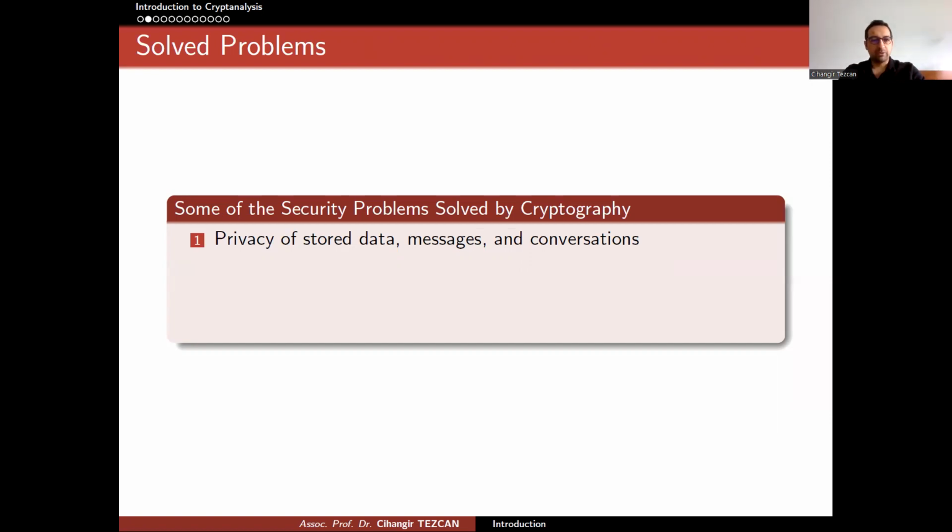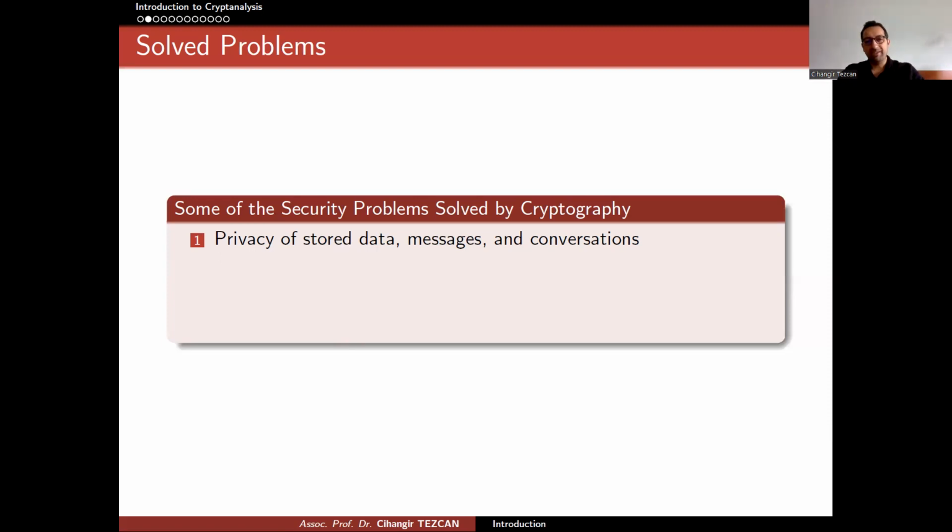One of the problems we solve is privacy of stored data, messages, and conversations. This is important. We don't have to communicate all the time. For instance, think about the files on the hard drive in your computers. They are stored data, so we call them data at rest. If your laptop is stolen, then your privacy is lost, because the person who gets the hard drive also captures your files. In order to avoid it, we can use encryption. This way we provide privacy of stored data, messages, and conversations.